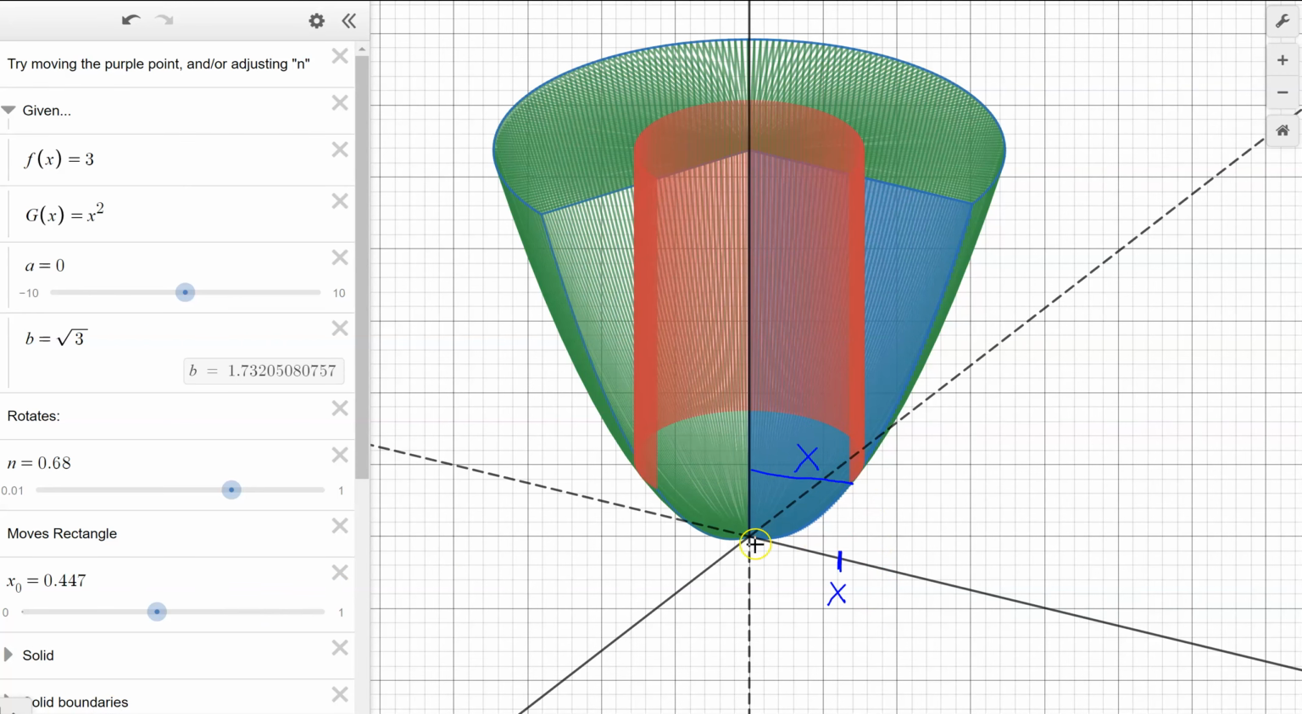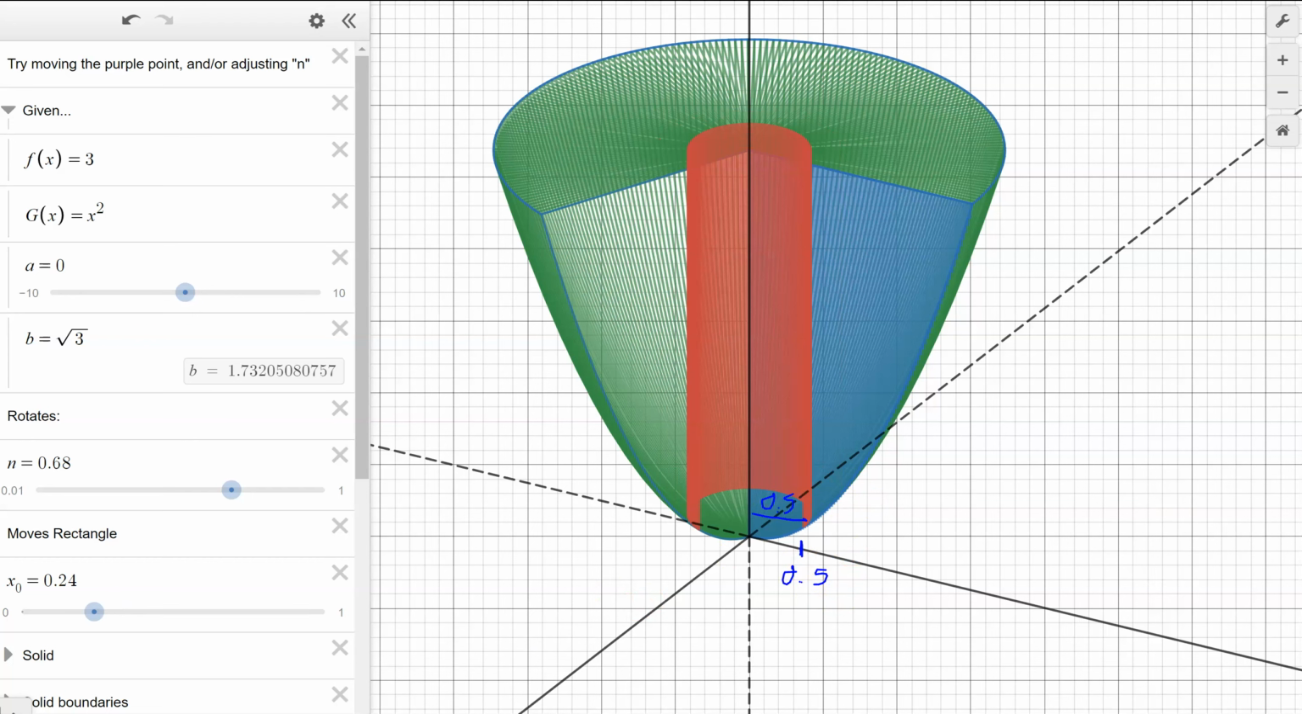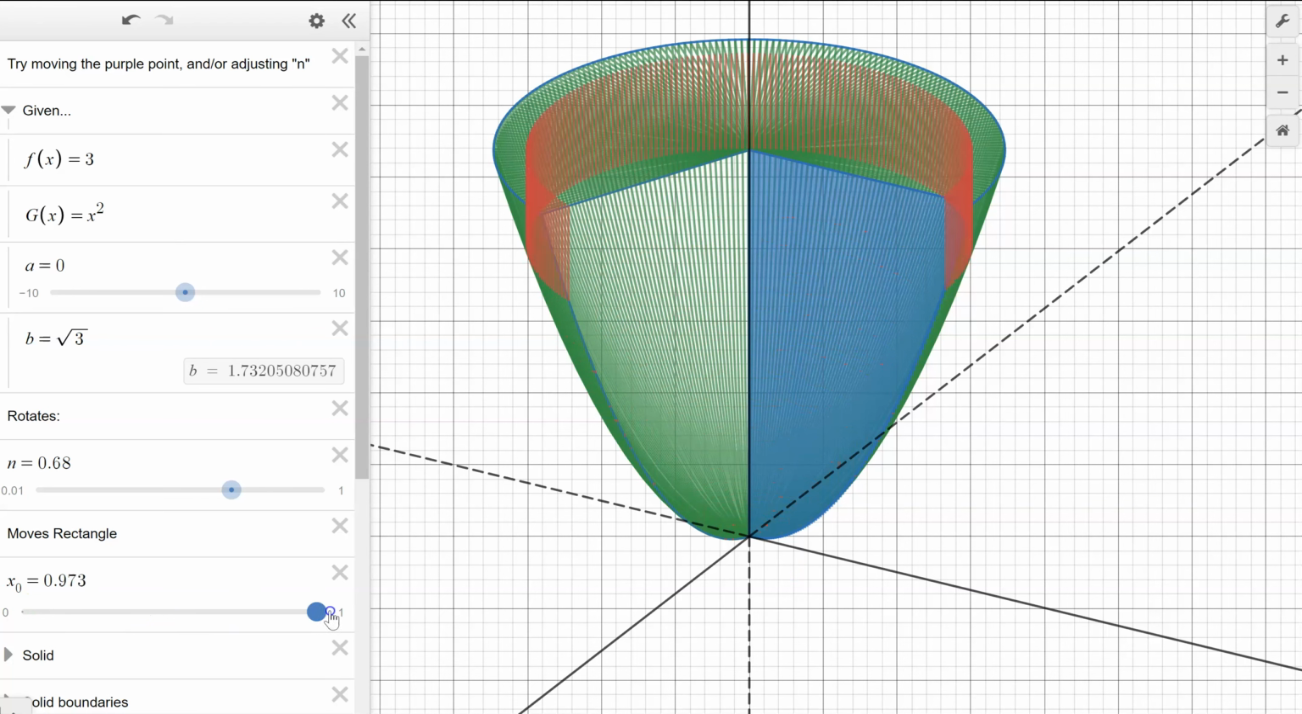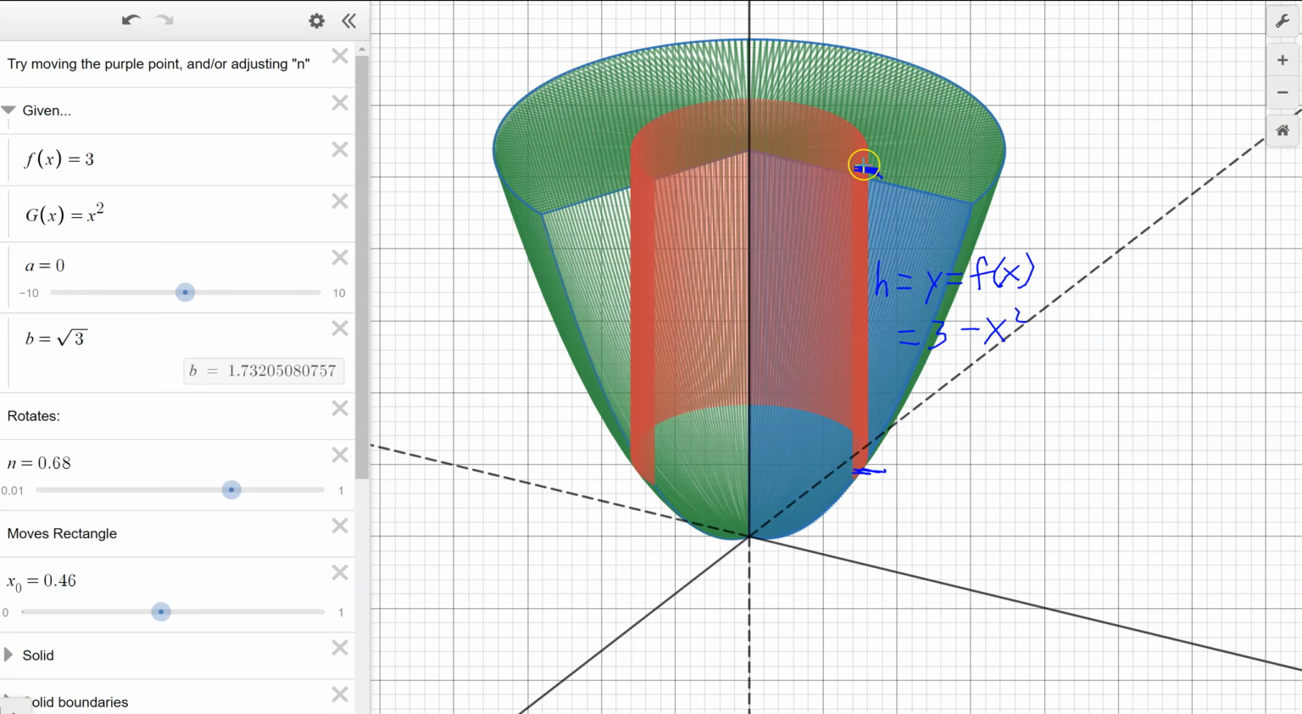So if you plug in any x value like 1, that's going to give us our radius at 1. So like that, x equals 1, we'd have a radius of 1. At 0.5, our radius would be 0.5. So our x coordinate here represents all those radiuses. And then there's our basic rectangle there as well. And so you can see the height is our y coordinate, which is f of x. So that would be 3 take away x squared. And the thickness is dx. And so we get everything we need.